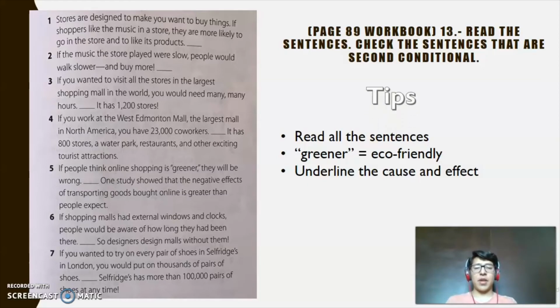You need to read all the sentences. If you look at sentence 5, you have the word greener. It means something is eco-friendly or it's not dangerous for the environment. And finally, guys, you need to underline the cause and the effect of the sentences that are second conditional.